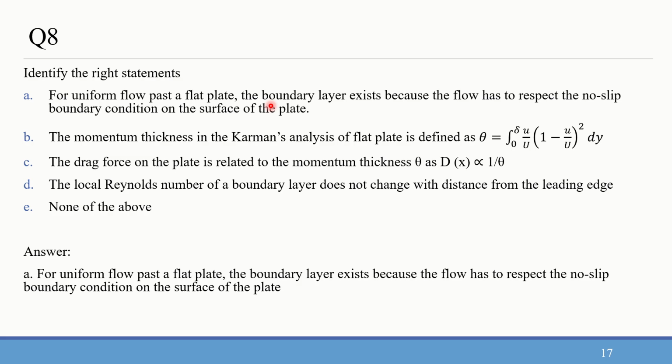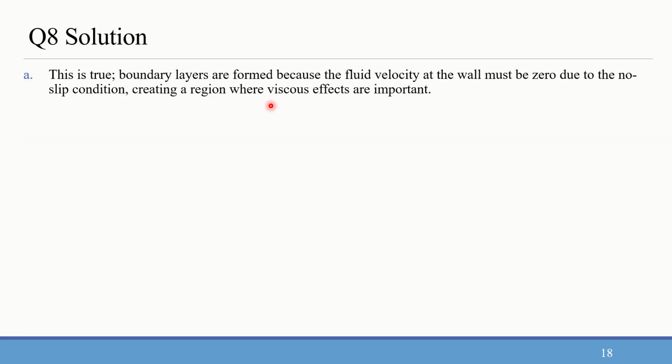So what are the wrong things in the other statements? Let us find out now. This is the option number. Now we are going to see why it is true and why it is not true. First one is true. Boundary layers are formed because the fluid velocity at the wall must be zero due to the no slip boundary condition, creating a region where viscous effects are important. So that's why we study boundary layers, right?